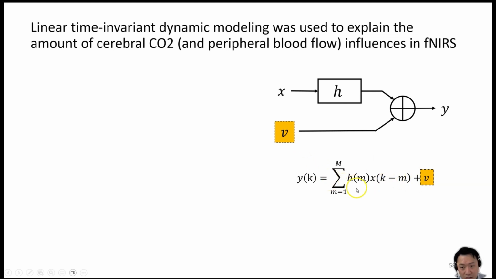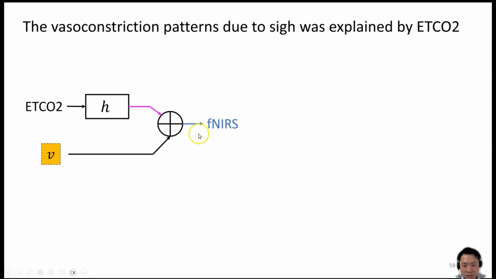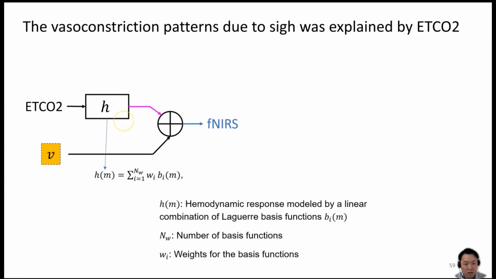So it's time invariant. And it's dynamic modeling because we are convolving the x confounder with some kind of impulse response that has dynamics. And we use this in this case to explain the amount of cerebral CO2, which was again denoted by end-tidal CO2 in our case, that influenced our fNIRS measurement. So these are the signals. And when we set this model, what's unknown is the h and the v, or let's say v, because we measured end-tidal CO2 from the patient and we measured the fNIRS measurement.